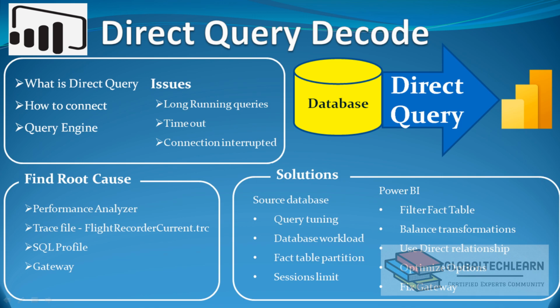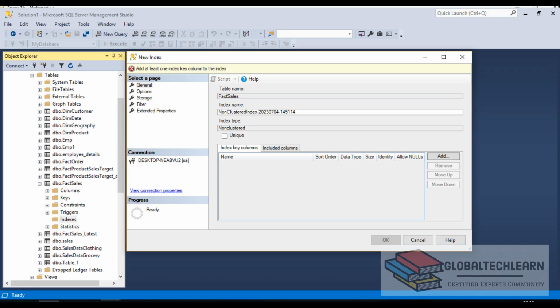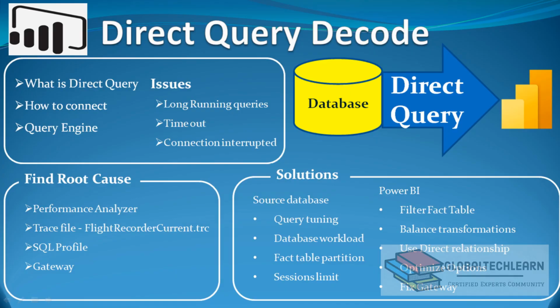In the source database, the first step we can do is to tune the query by improving the performance of the query in the source database itself. For that, we can identify the objects which are involved in the query from the query generated by the Power BI engine, and then we can try to improve the performance of these objects within the source database. For that, we can create indexes in the source database to improve performance of the table, or we can set up the missing relationships between these objects. And there are so many things that can be taken care of in the source database.